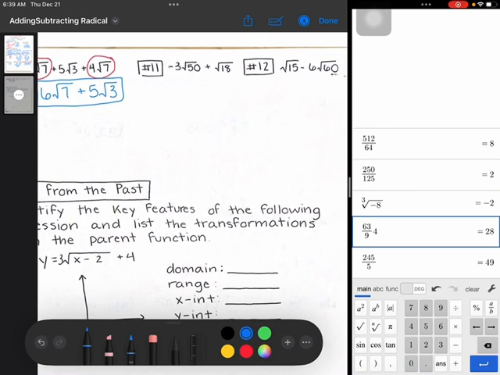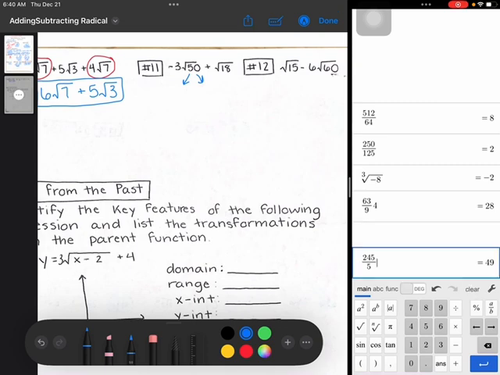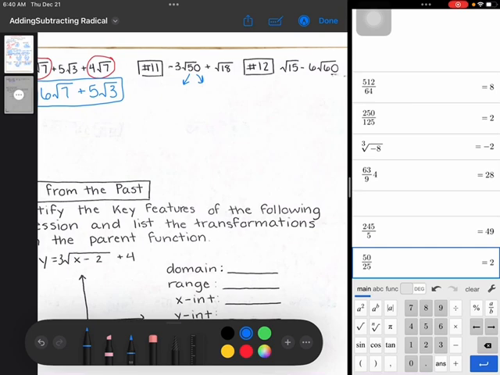Okay, now with 11, we definitely need to do some breaking down here. So let's start with 50. Need to look for a perfect square that goes into 50. So 50 divided by 25 would be 2. So I take the square root of 25, which is 5. So negative 3 times 5 square root 2.